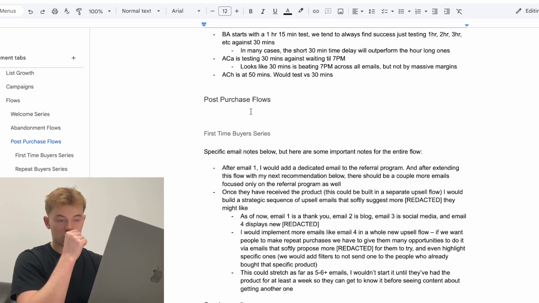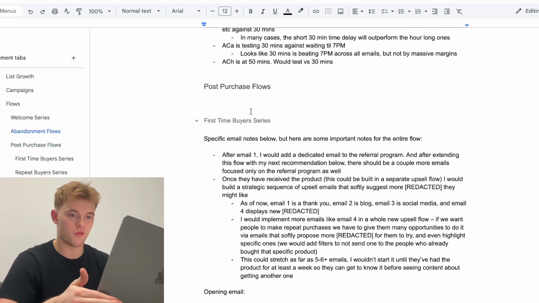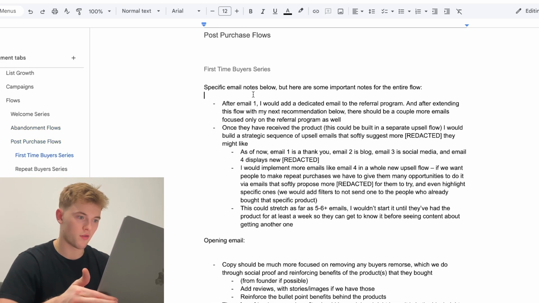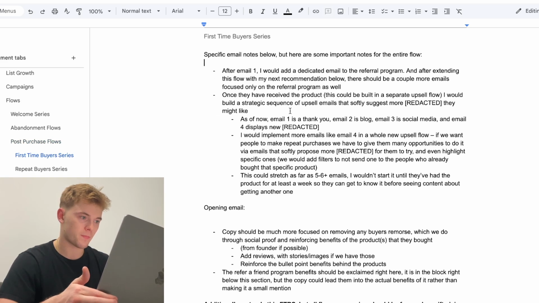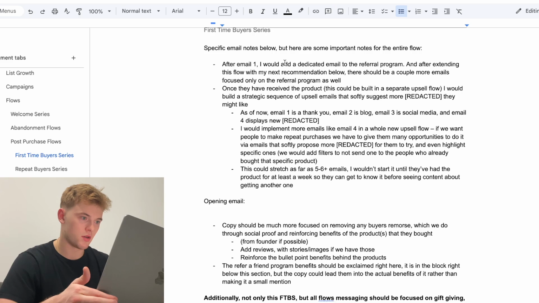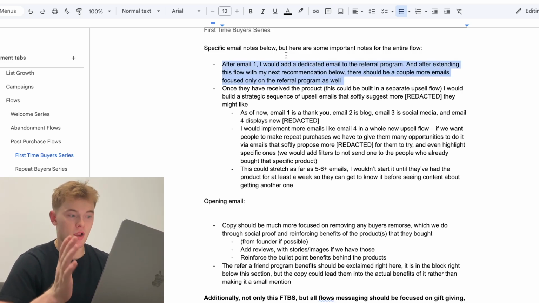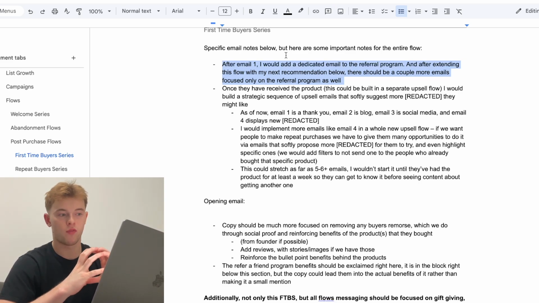Now we're moving on to post-purchase. So this was a really in-depth part of this overall audit, so I'll try to fly through it and not take too much time here. Yeah, so after email 1 in their first-time buyer series, my recommendation to them was to essentially make one more email specific to the referral program.